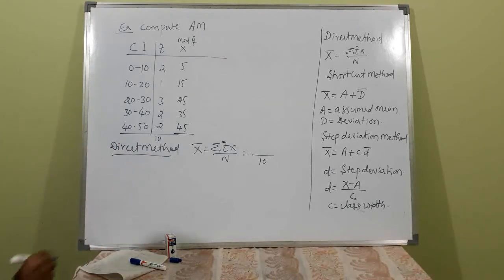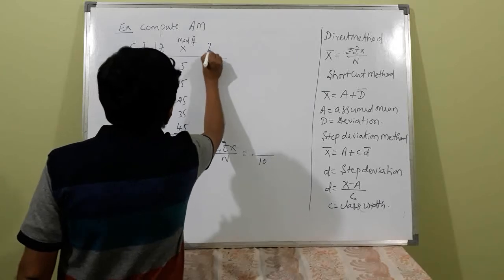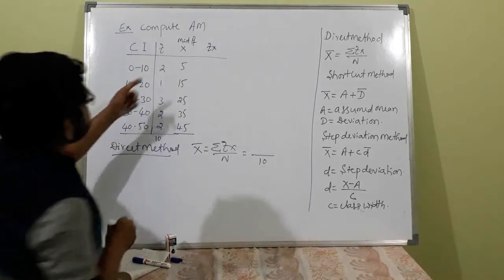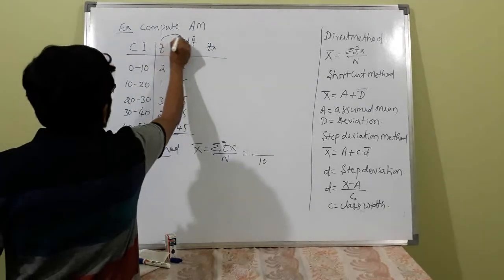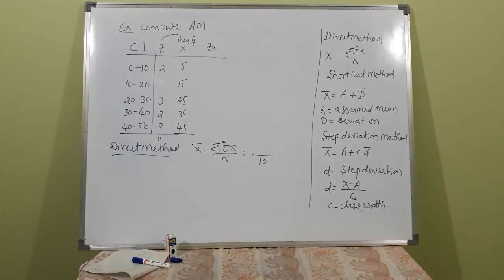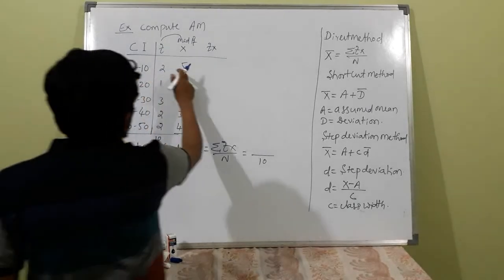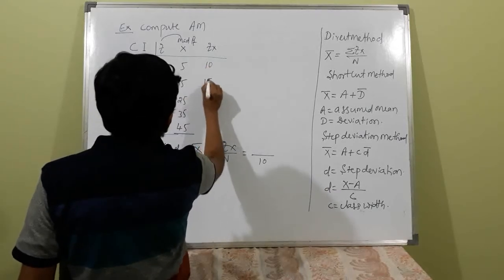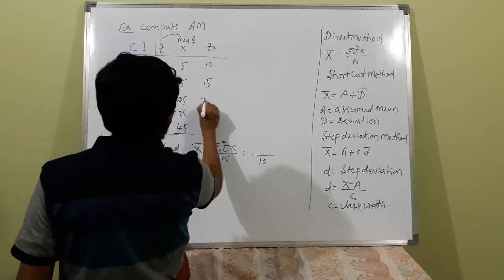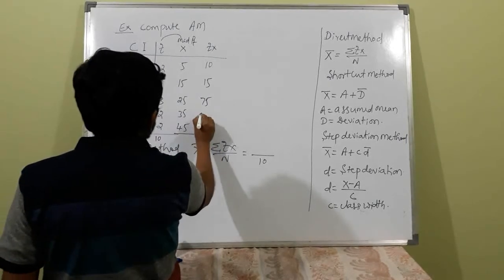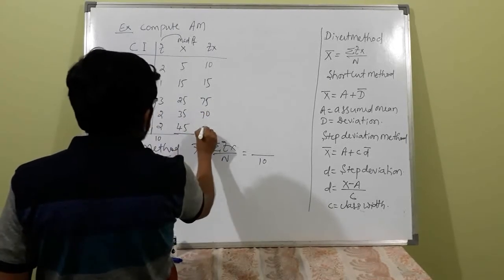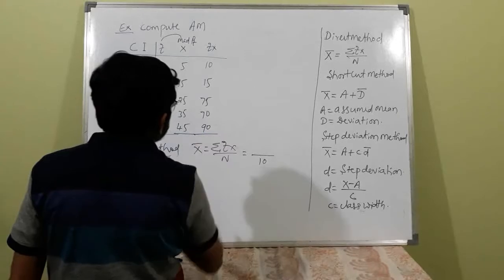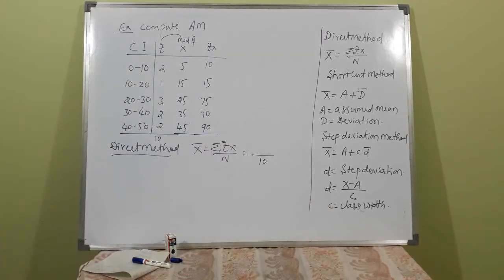Summation f into x. F into x column you have to consider. That means you have to take the product of these two. 2 into 5, that is 10. 1 into 15, that is 15. This is 75. This is 70. 90. Okay. Now take the sum.